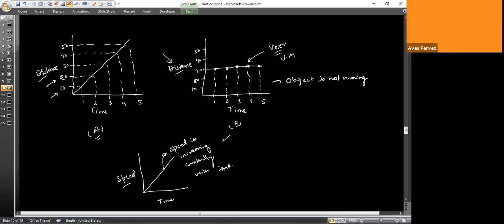Do you understand this topic? Do you have any doubt regarding the graphs for uniform and non-uniform motion?